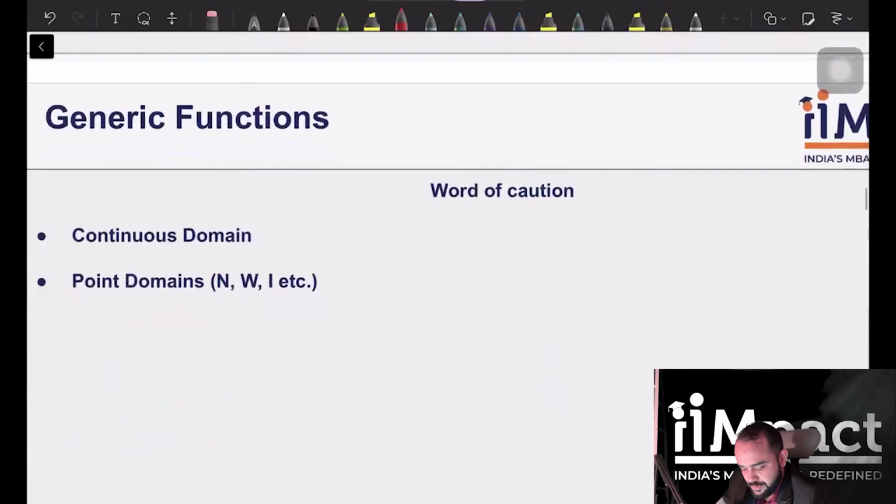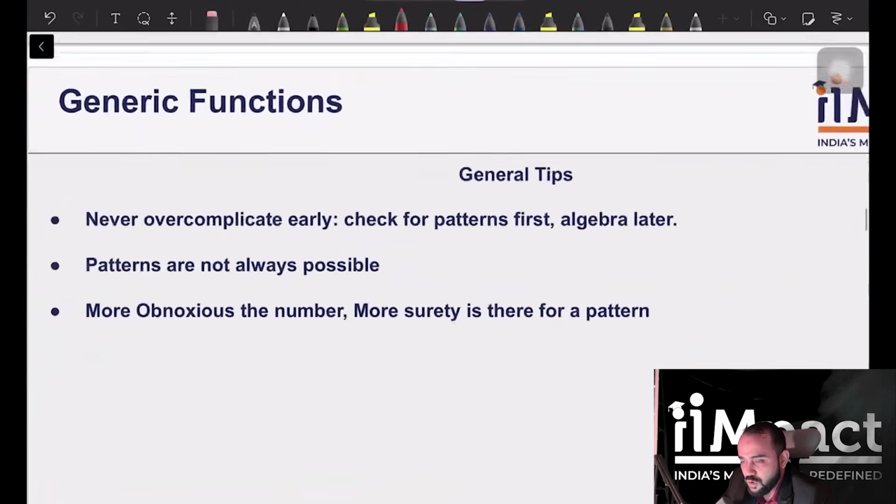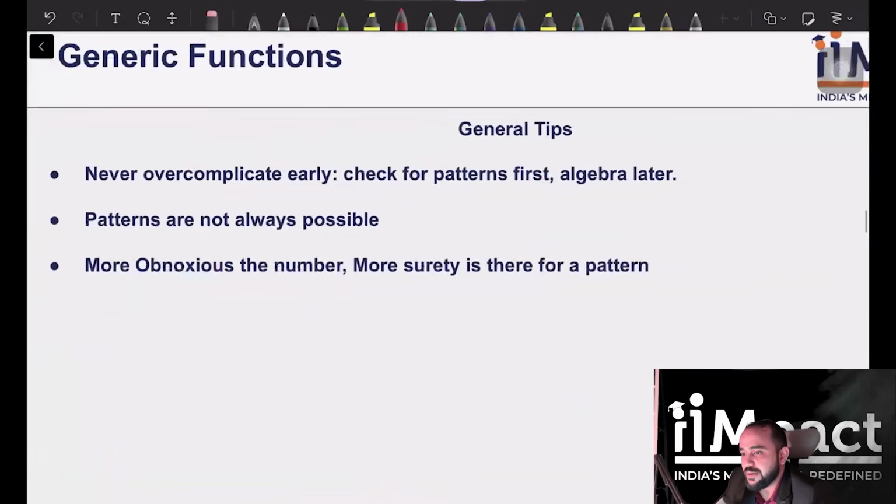Yeah, so this we have covered. Now, there are certain general tips. Let's say you are not able to guess the function, right? Don't overcomplicate early. That is your tip number one. Pattern has to emerge. You owe it to the question to check if there is a pattern or not. So you should focus on finding the pattern first and not fall into writing the values, answers, etc. Observe.